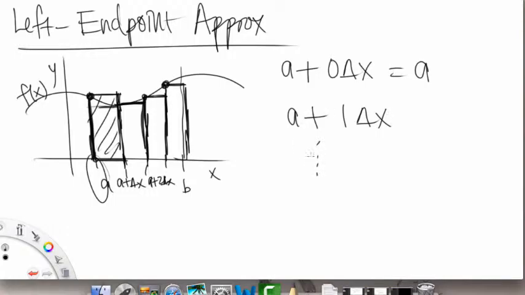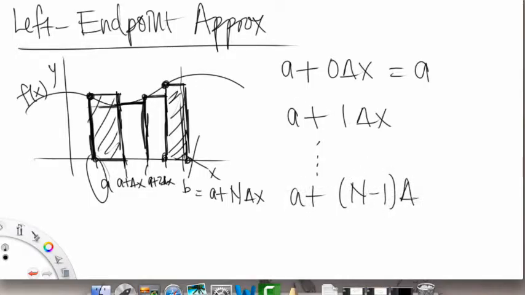And then et cetera, until we get to the final one. Remember, B is equal to A plus n times delta x, but that is the right endpoint. We don't use that one at all. It just gets ignored at the end. Our last left endpoint is A plus n minus 1 times delta x. We end up one short of that n because we don't use the rightmost point when we're using left endpoint approximation. So that means that j ranges from 0 up to n minus 1.